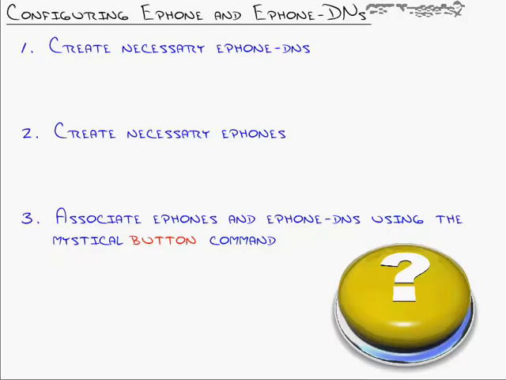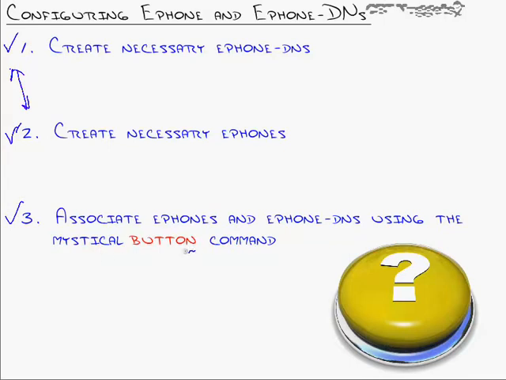So let's get our bearing on where we're at. When we're configuring ePhone and EPHONE-DNs, we first configured the EPHONE-DNs, the phone numbers. We then created the ePhones, that represents the phones themselves, and you can switch this order if you want to. It just seems more logical to create the phone numbers for the phones than the phones themselves. And then last but not least, and what we're about to do, is associate the ePhones and EPHONE-DNs using the mystical button command. I call it that because it was a little weird for me when I first got into CME to see how this thing worked.